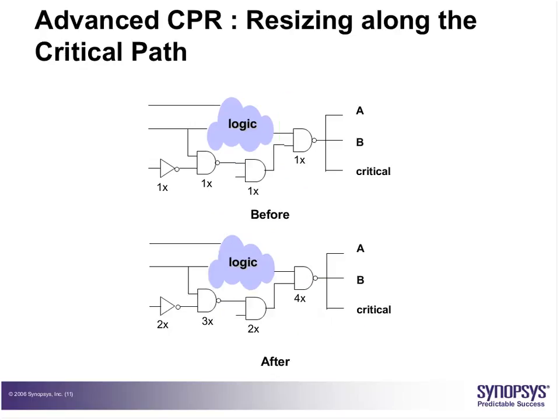One more example could be resizing along the critical path. Let us say before, the drivers are 1x, 1x, 1x feeding the critical pin. After, these drivers are upsized, and the drivers in the cone of logic that feed the critical one are also upsized. But these things only happen for critical paths, not for all the paths. What are the critical paths? Critical paths are the paths with worst negative slack in each path group.